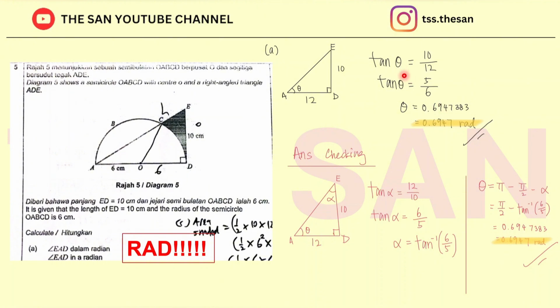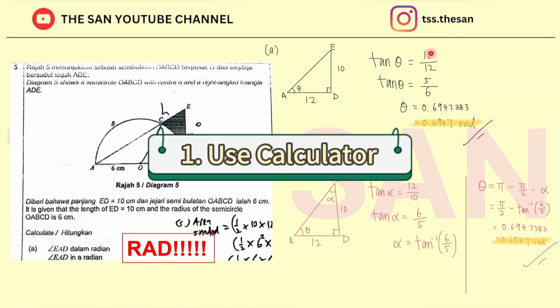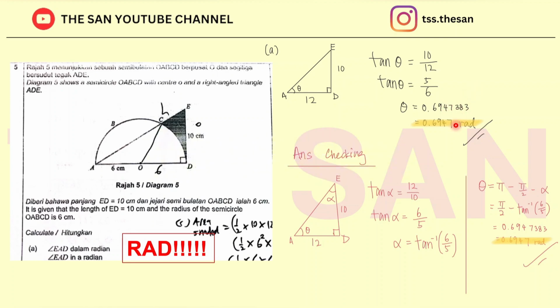Instead, generally there are 3 answer checking methods. The first one is to directly use your calculator to check your answer. For example, for differentiation, integration or simultaneous equations, you can directly insert the equations into your calculator to check whether you get the same answer. So this is the first method of answer checking, which is using the calculator.